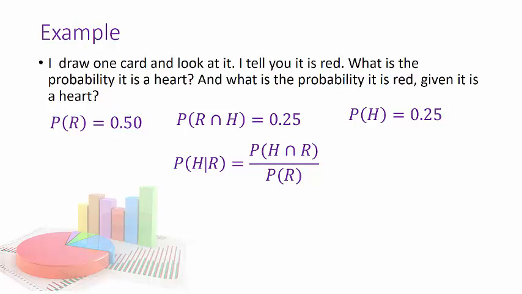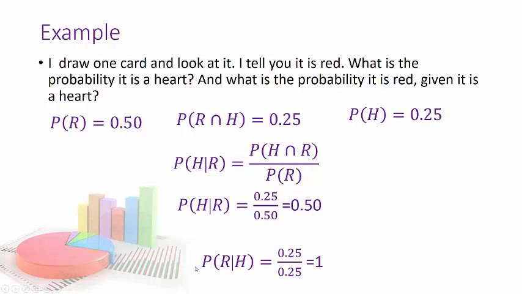So anyways, let me go ahead and fill in the values without thinking. Here we go, heart and red, that's the same as red and heart, 0.25. Probability of red is 0.5. Guess what? It works out. Intuitively, we knew that the probability of getting a heart, if we knew the card was red, was 50%.